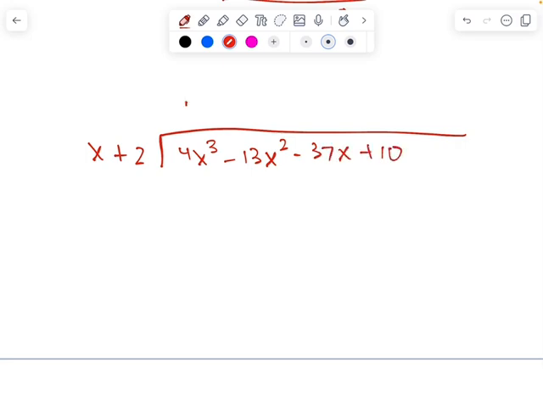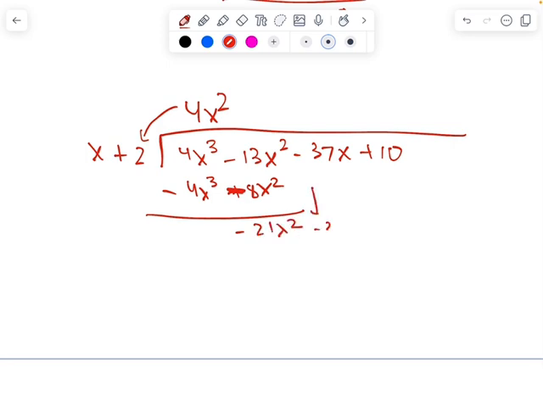All right, so we're going to put a 4x squared here. That's going to give me 4x cubed. It hits that guy. We got 8x squared. We're going to subtract, flip those signs, negative 21x squared, bring down the negative 37x. Hang on a second, is that right? Hang on.